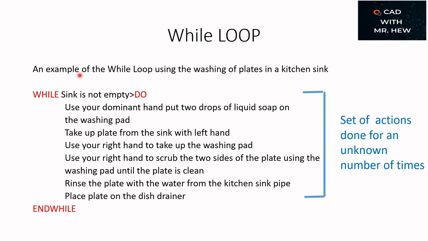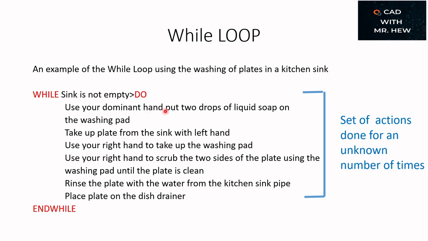All right, so here we have the while loop. Now I'm going to show you the use of the while loop in an everyday situation. Using the while loop for the washing of plates in a kitchen sink. So while the sink is not empty, do the following instructions. So use your dominant hand. So if you are right-handed, that's your dominant hand. If you use your left hand, that's your dominant hand. So for today's video, we assume that you're left-handed.